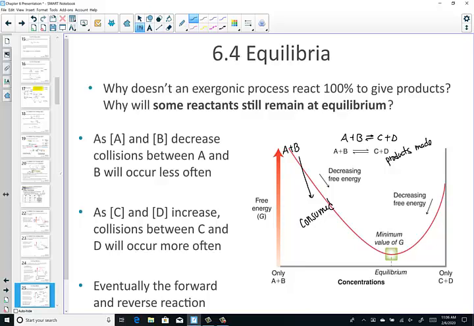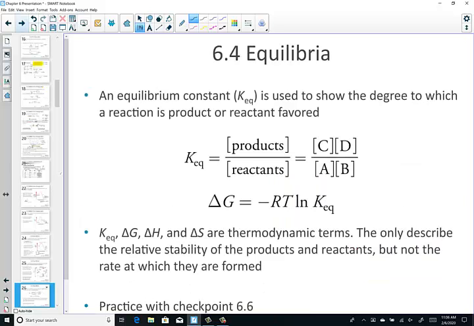And so now all of a sudden, we have a competing process. The collisions between C and D begin to occur, and those collisions are going to force the reverse reaction to occur until you reach dynamic equilibrium, in which the forward rate is equal to the reverse rate, and it's at the minimum amount of energy. A and B are colliding to produce C and D at the same rate that C and D are colliding, going back to A plus B. A dynamic equilibrium is when the forward and the reverse rate are the same.